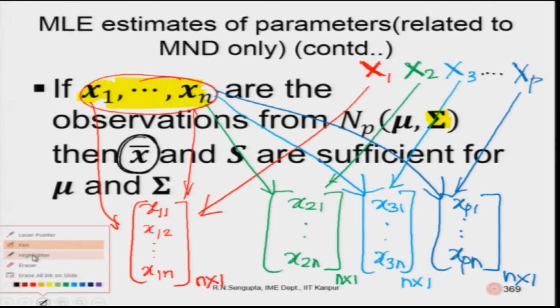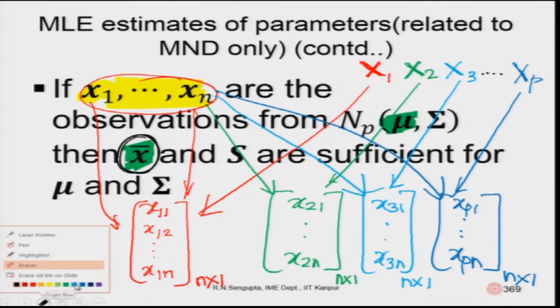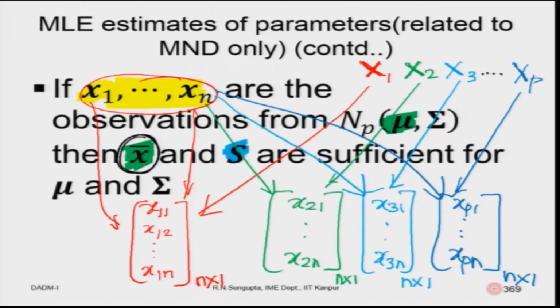Let me use the highlighter. So, the green one, this would be for this, and this one would be for this one. If somebody is confused, let me remove the color. So, consider this. So, they are the sufficient and the best estimate for the case of the population mean and the population variance covariance.